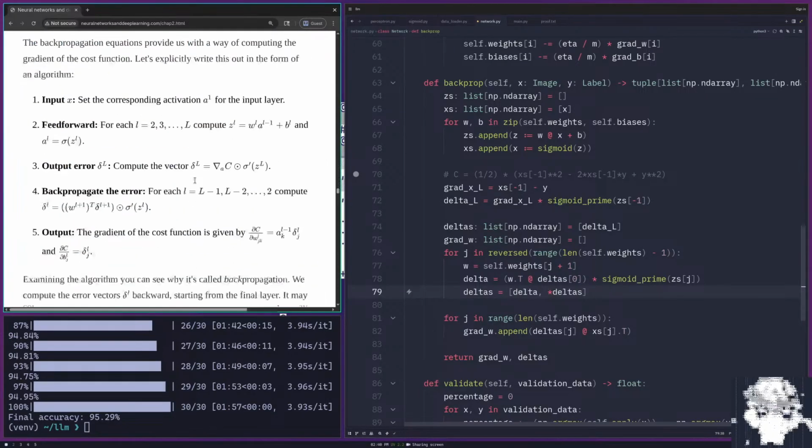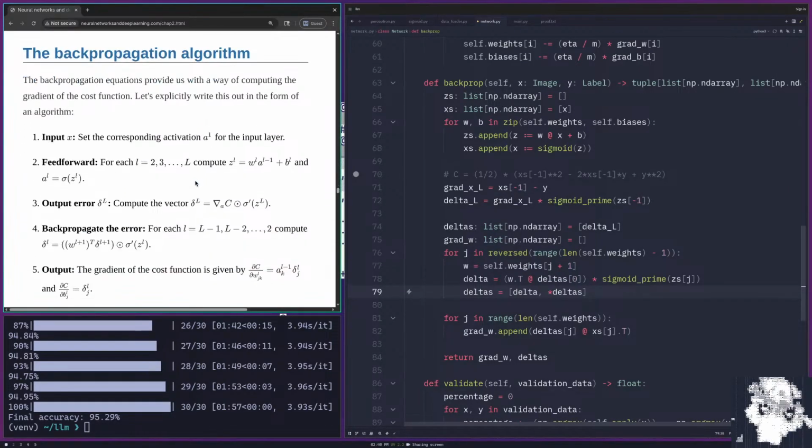So we just finished the proof. The backpropagation algorithm, which we've already seen, but I guess we're recapping. The backpropagation equations provide us with a way of computing the gradient of the cost function. Let's explicitly write this out in the form of an algorithm.